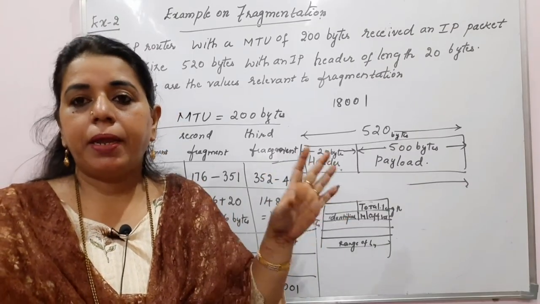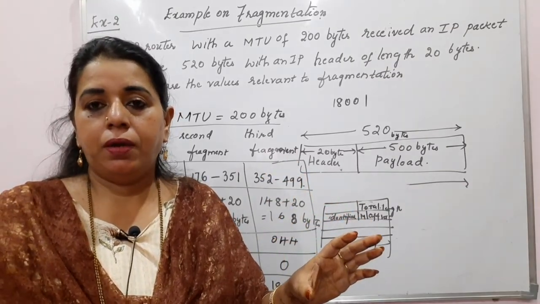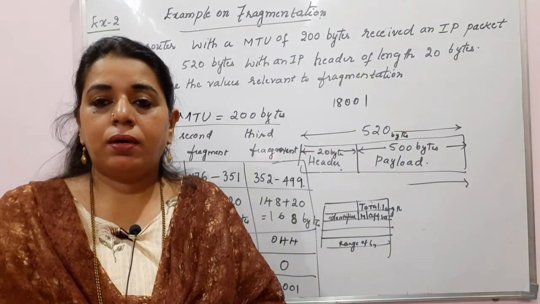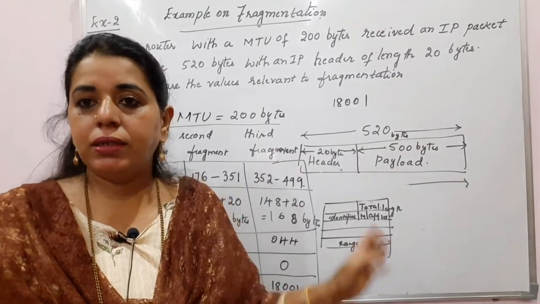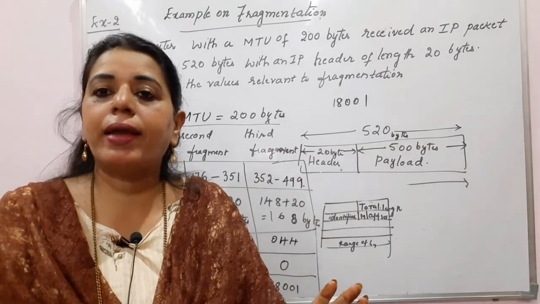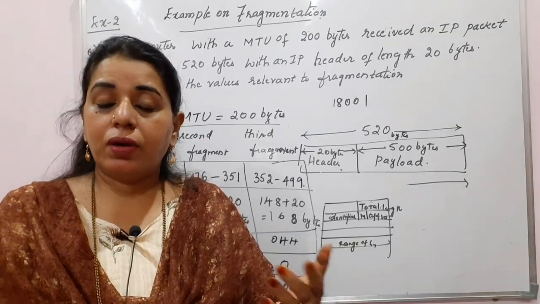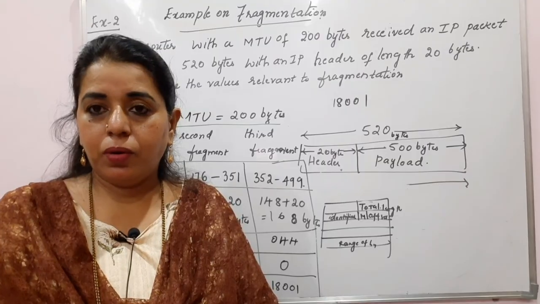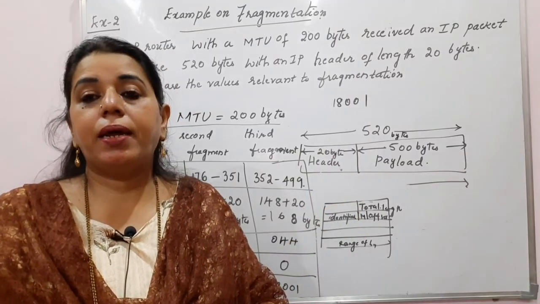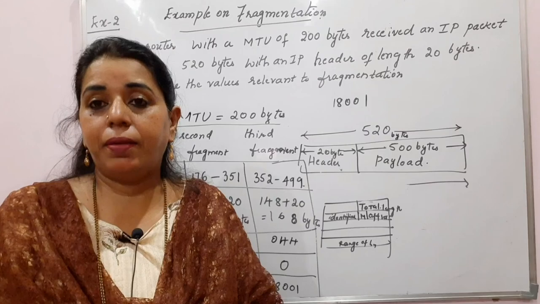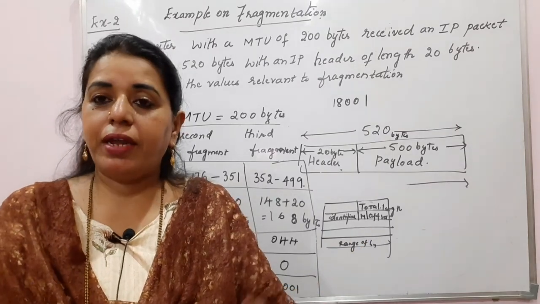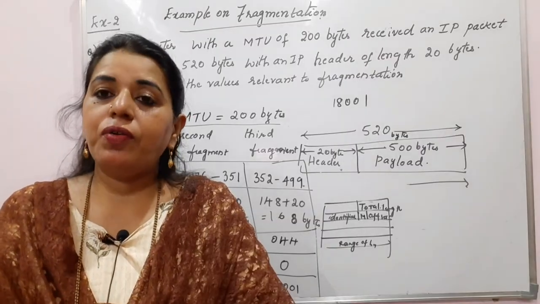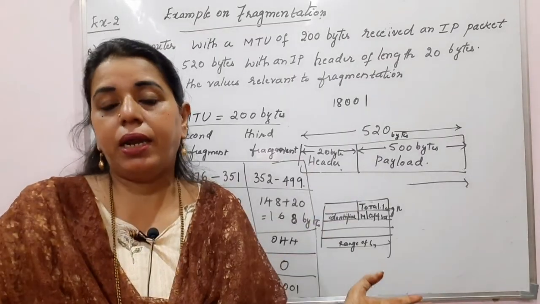So always remember, MTU is what? The maximum transmission unit. That means the network is giving an indication that it cannot accept a packet of size more than 200. In this case, MTU is 200, meaning the network is unable to accept a packet of size more than 200. But the original datagram is having more than 200. It is having 500 bytes. So you are thinking of dividing that 500 into smaller packets, and those smaller packets are called fragments. So you have to relate these fragment values with the original IP datagram.